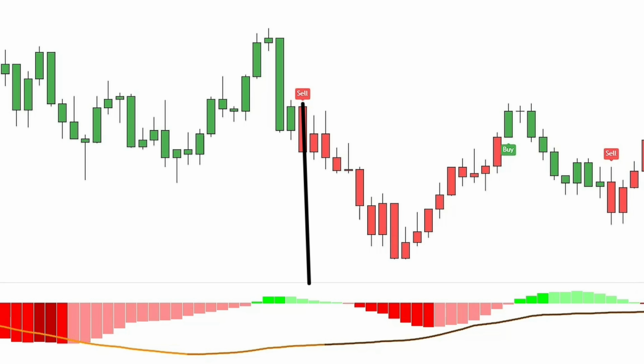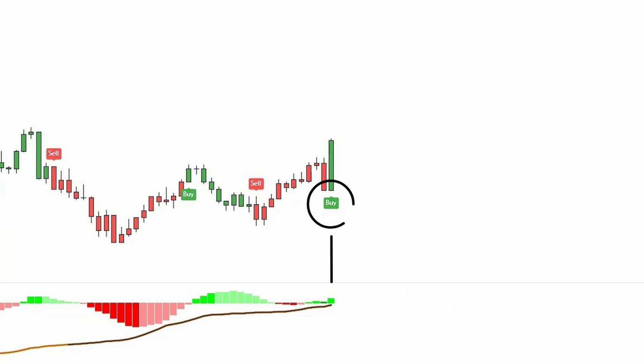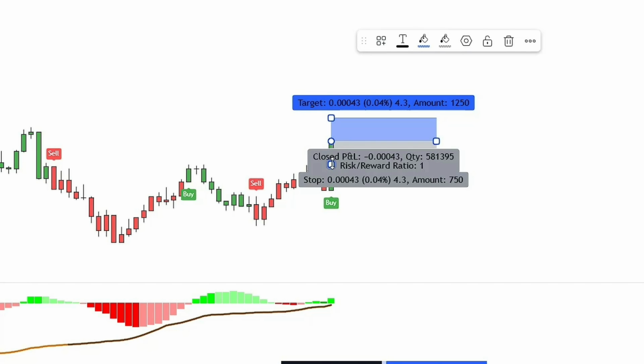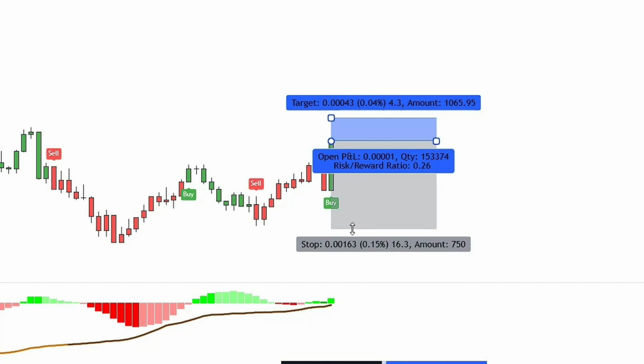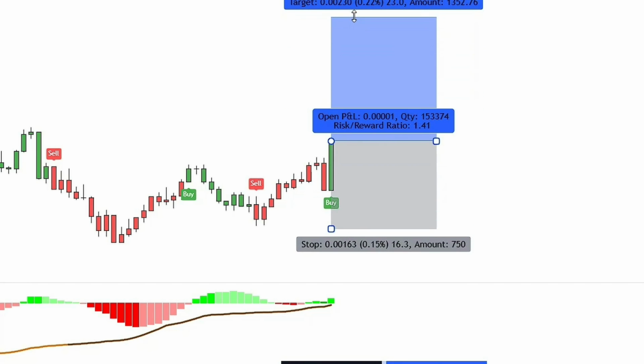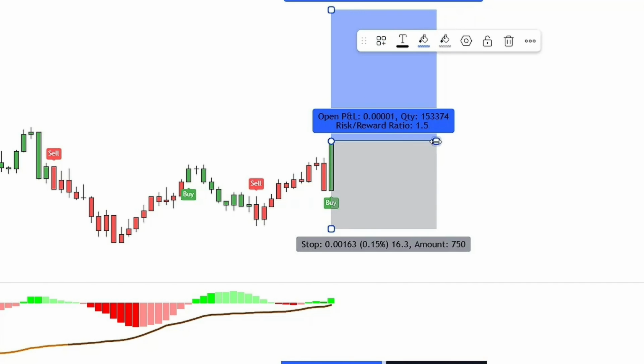Here we have a sell signal. It's rejected. For this buy signal, also it's rejected. We have a sell signal here. This is also a rejected signal because the histogram is green. And for this buy signal here, it's a confirmed signal because the histogram is green. So we can enter another long position at this point where this new candle is open with the stop loss below the previous swing low and the profit at 1.5 risk to reward ratio.